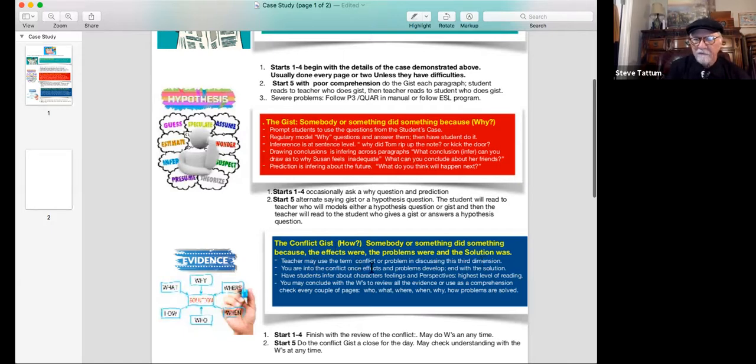You are into the conflict once effects and problems have developed. We now have students infer characters' feelings and perspectives. So we come back to, okay, well, now let's infer. We know that we've had all these problems and things. How do you think Tom feels about that problem? How do you think Susie does? What's Bob's perspective, who saw it? So once we're in the conflict, we can get into these kinds of support questions. Okay.